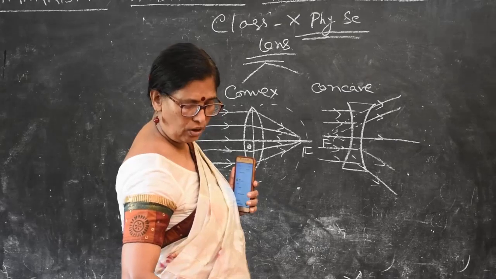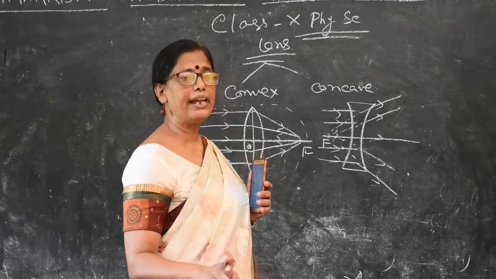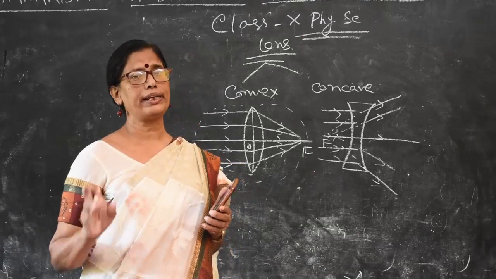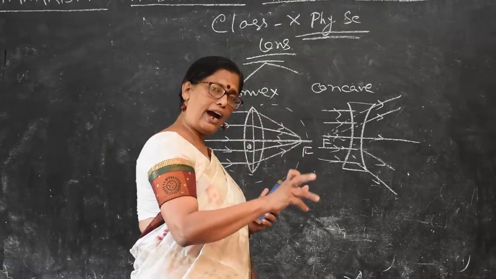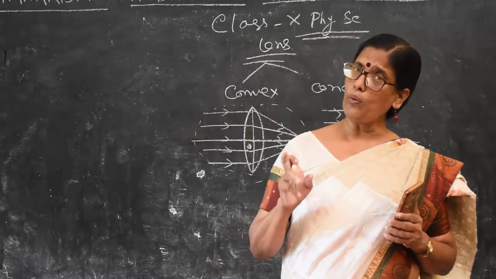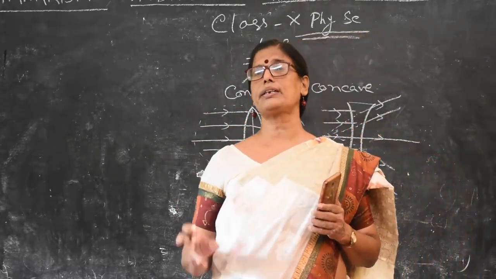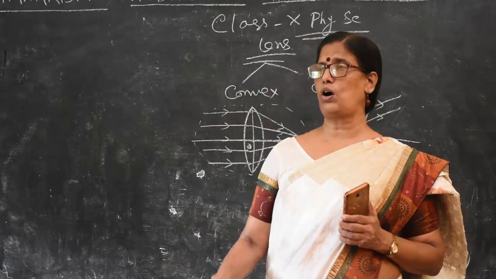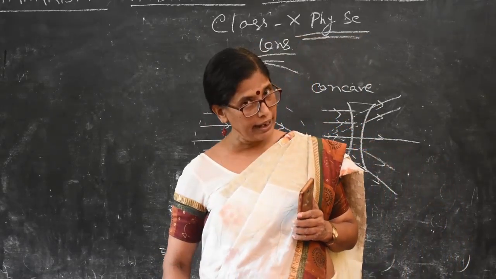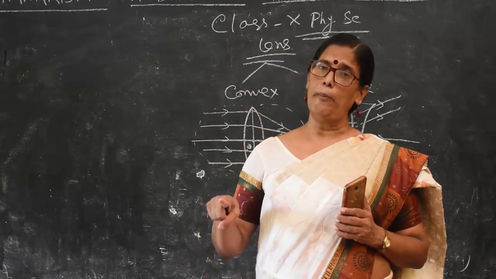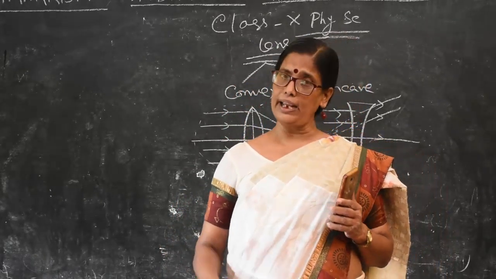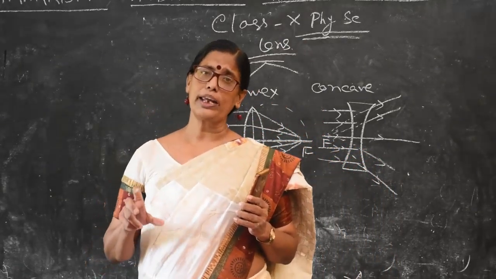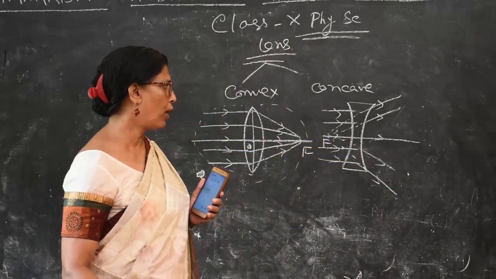So for convex and concave lenses, the main things are how the image is formed and where they are used. Later I will discuss how the image is formed. First we discuss where they are used. Mainly convex and concave lenses are used in cameras, microscopes, telescopes, and normally in our spectacles. Our human eye has some problems.